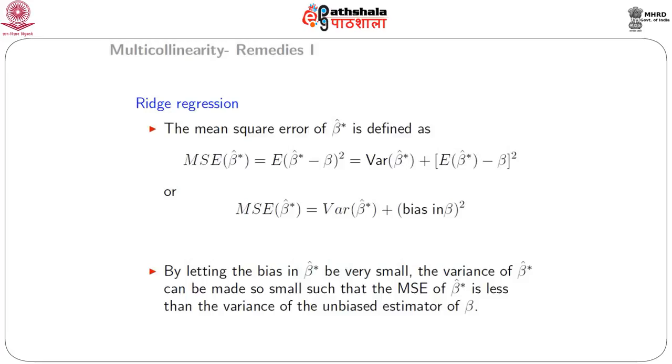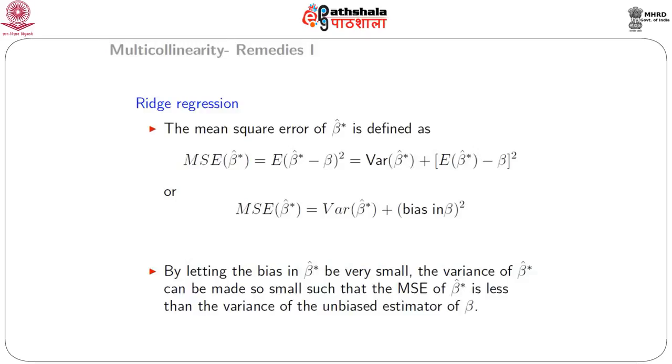So we can write MSE of beta hat star equals variance of beta hat star plus the bias in beta hat star whole square. By letting the bias in beta hat star be very small, the variance of beta hat star can be made so small such that the MSE of beta hat star is less than the variance of the unbiased estimator of beta.